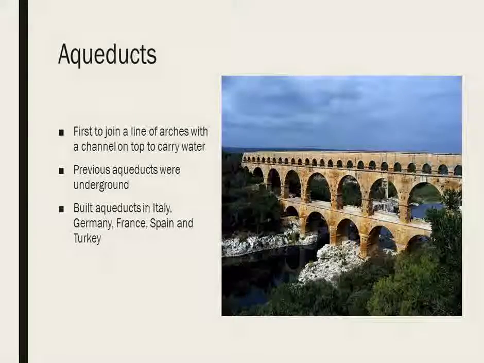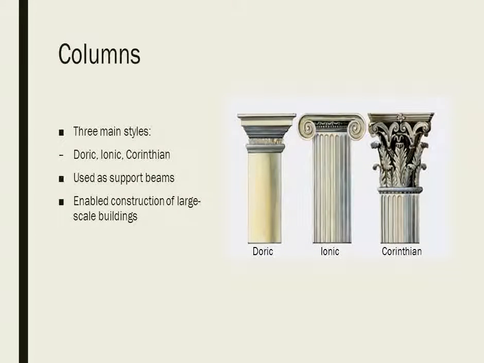There are three main types of columns that we're going to review: Doric, Ionic, and Corinthian. The Doric columns are the ones on the left here. They are the oldest and the simplest form of columns. You can see there's not much ornamentation to them. The Ionic ones are the ones in the middle.